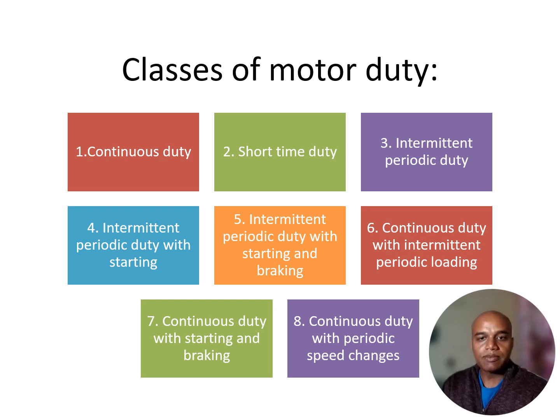And the fifth is the intermittent periodic duty with starting and breaking. So up to the fifth number, we can say that we will have all the individual load cycles. Then the sixth, seventh, and eighth are nothing but the amalgamation or combination of the first to fifth. So let's understand each of the duty cycles one by one.